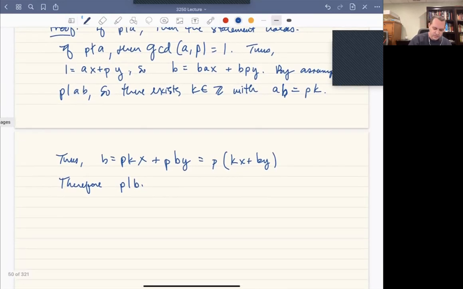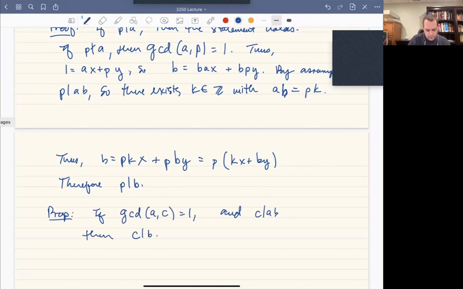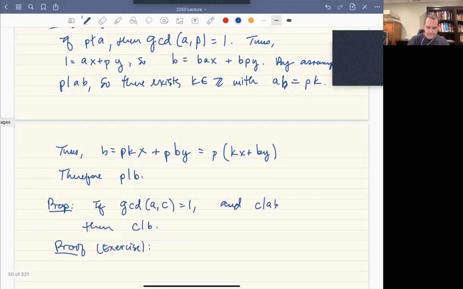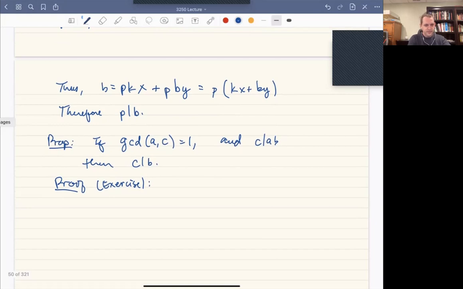You can extend this just a little bit if you want. So I'll just call this a proposition. If, say, A and C are relatively prime and C divides AB, then C divides B. I'll leave the proof as an exercise. When I say exercise, I mean just try and prove it on your own. I'm not going to collect it, unless I assign it as a homework. But anyways, that is Fermat's little theorem.